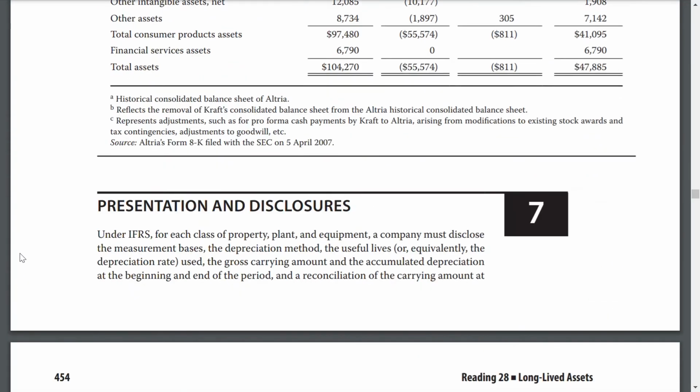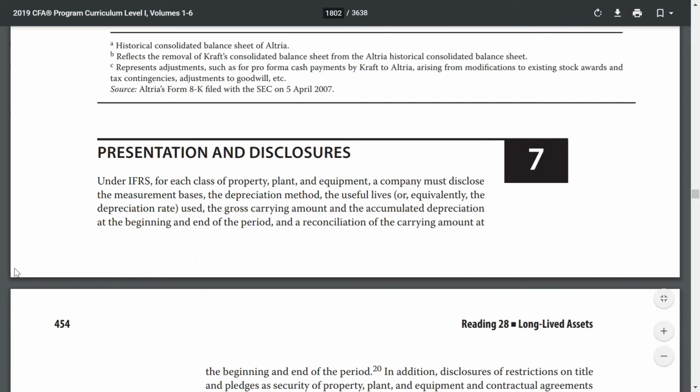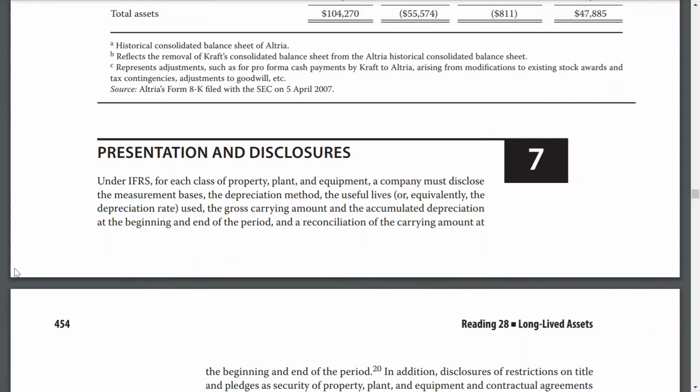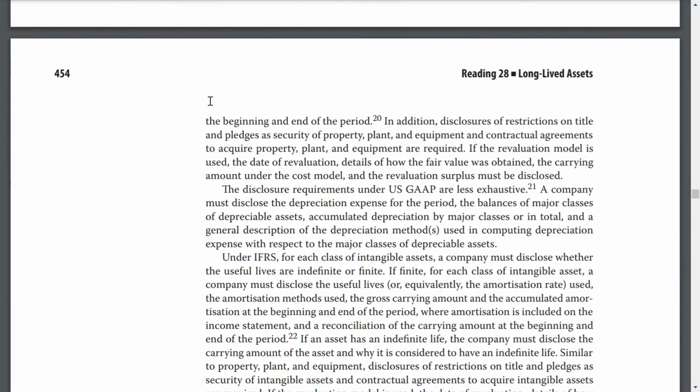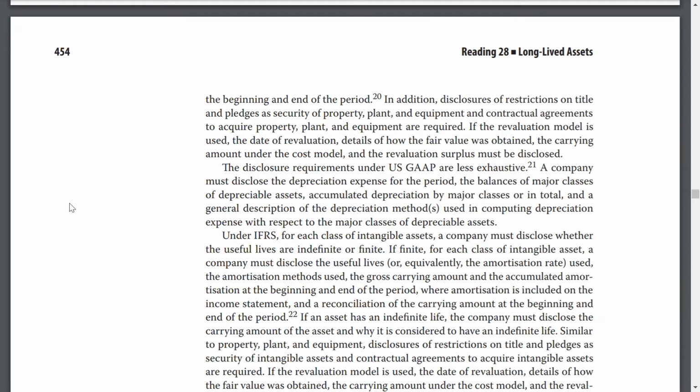Presentation and disclosures under IFRS. For each class of property, plant, and equipment, a company must disclose the measurement basis, depreciation method, and useful lives. It must also disclose the gross carrying amount and accumulated depreciation at the beginning and end of the period, and a reconciliation of the carrying amount at the beginning and end of the period. In addition, disclosures of restrictions on title and pledges as security of property, plant, and equipment, and contractual agreements to acquire property, plant, and equipment are required.